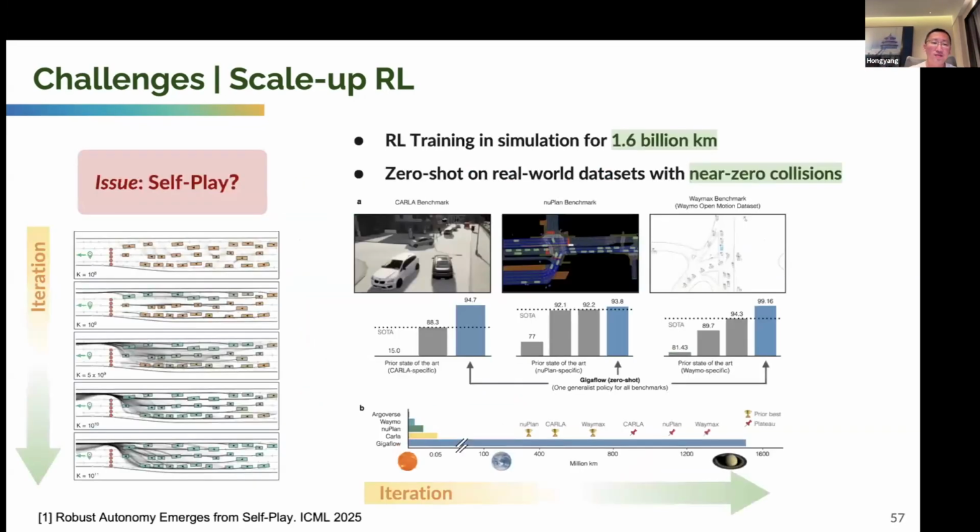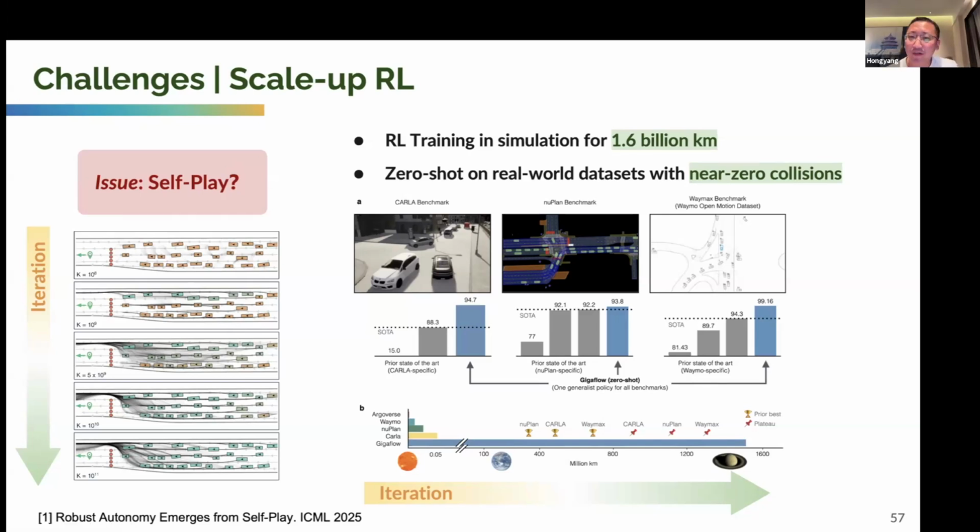Recently we saw a very good work, I believe from the Valeo group, called Robotic Autonomy Emerges from Self-Play, also published recently. The issue is that the RL training in simulation covers nearly 2 billion kilometers. That's an analogy to the distance from the Sun to Saturn. It's very far away. So if you traversed all the distances on this Earth, we still could not resolve the autonomous driving problem given the conclusions here, right?